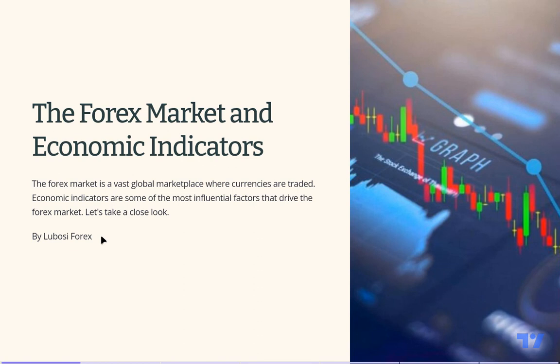So now let's dive into this. We're here to talk about the forex market and economic indicators. The forex market is a vast global marketplace where currencies are traded. Economic indicators are some of the most influential factors that drive the forex market. So you need to know that it is important to understand economic indicators when trading the forex market.